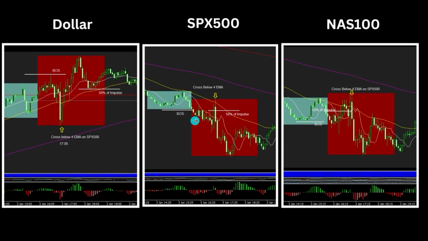There is a clear break of structure. Price comes right back into 50% of the impulse leg and then closes below the 4 EMA. Seeing this, you have more confidence that price is going to move to the downside, and it does. And you have a very large move with not that much retracement, as opposed to the NASDAQ 100, where your move comes down, but then it's giving you more of an action that it's heading back up.